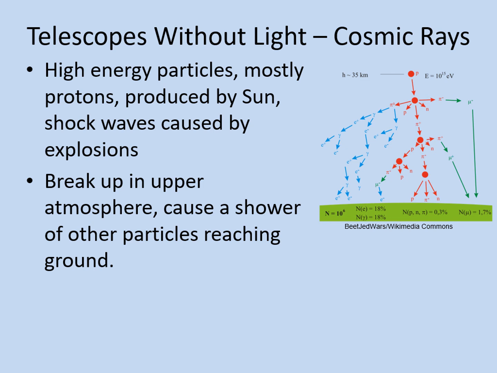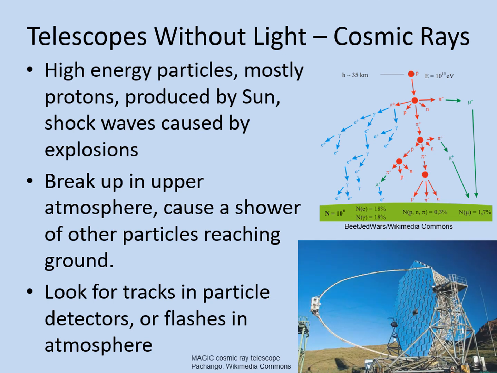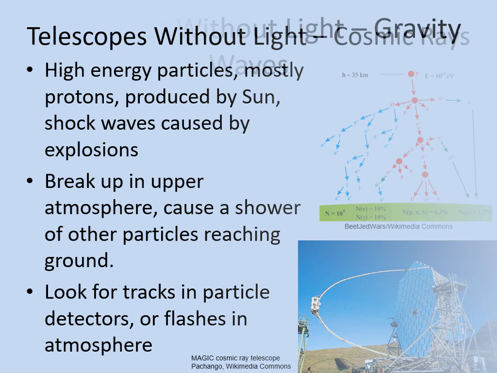There are two ways of finding cosmic rays. One involves using particle detectors on the ground that get struck by the shower of particles. The other uses telescopes designed to find the flashes of light as these particles break up in the atmosphere.